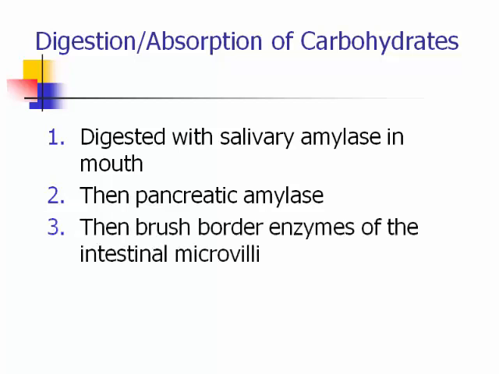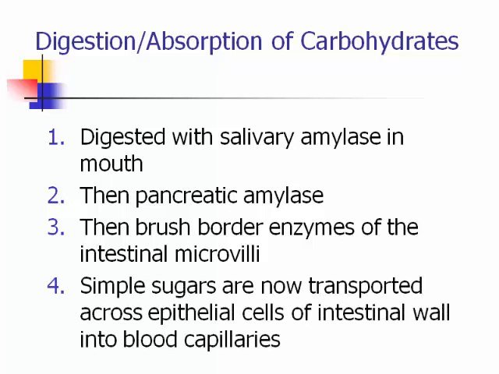Then, remember I told you about the brush border, right? Those small microvilli also have enzymes in them that do the final digestion into the smallest piece. So remember at the beginning of the last lecture we talked about the smallest piece is a simple sugar, a monosaccharide. It is now transported across the epithelial cells of the intestinal wall into the blood capillaries. Okay, so carbohydrates are broken down into monosaccharides, transported across the epithelial cell into the blood capillaries, which is in the submucosal layer, right?